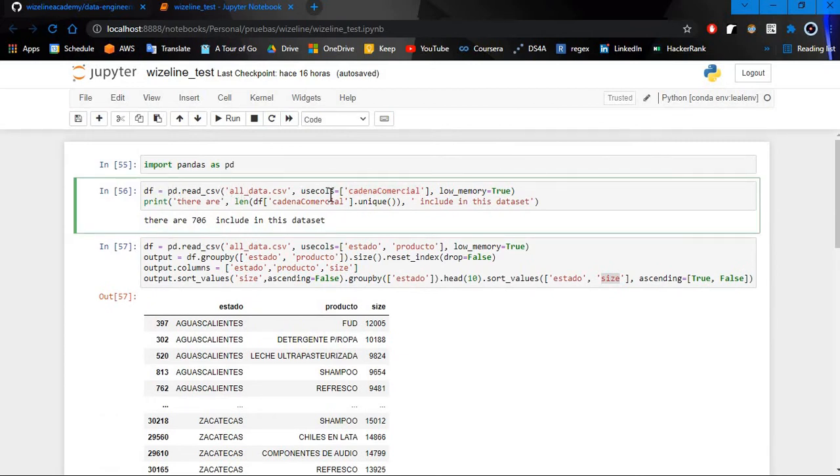The first step is to load the data. I just need the cadena comercial column to respond to the question, so I load only this one into memory. Then I find the number of unique cadena comercial values, and there are 706 unique cadena comercial in this data set.